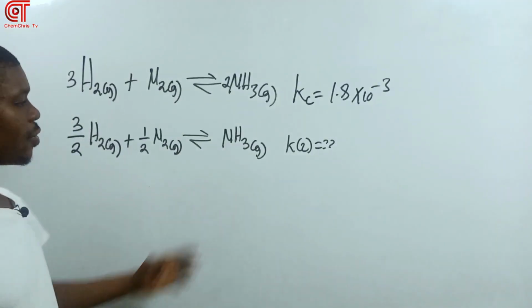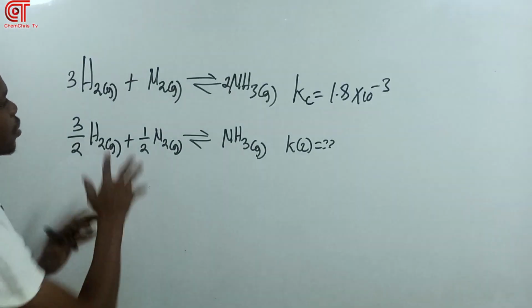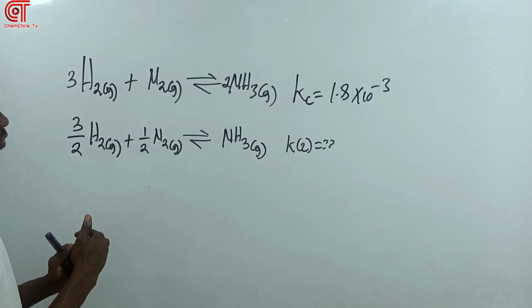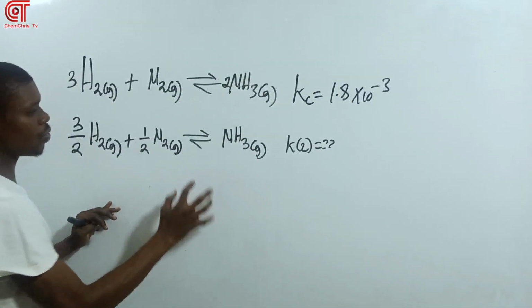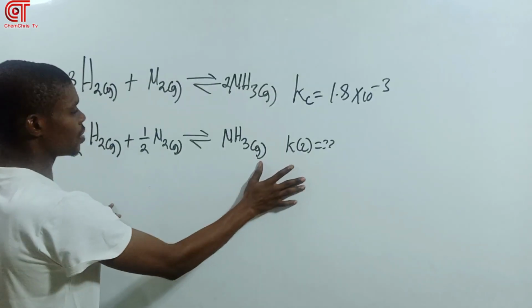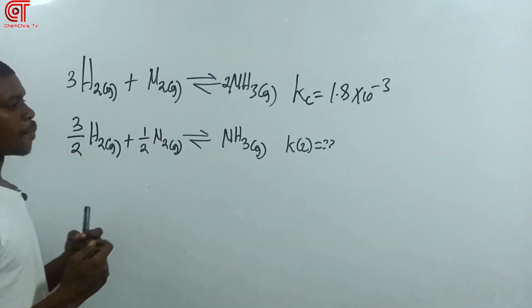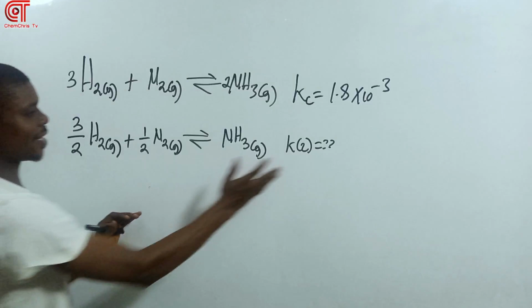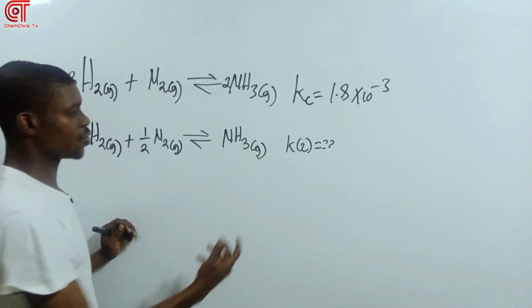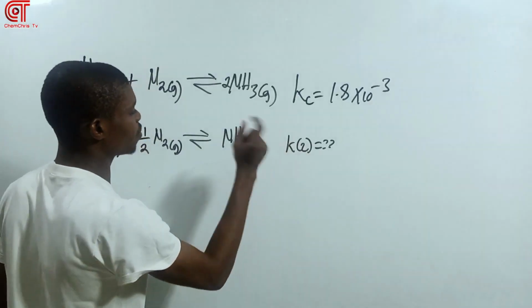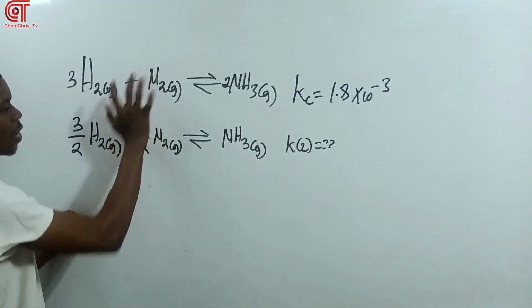Now let's look at another one. Now look at a second reaction here. Because the two of them are also related, this is the main reaction, and this is the given reaction. We are looking for the Kc of this one related to the main one. So how do we get the Kc? We just call it K2 because I've done K1 previously. So how do we get this K? Therefore, you have to look for the relationship.